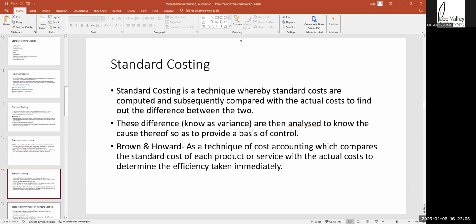Standard costing is a technique whereby standard costs are computed and subsequently compared with the actual cost to find out the difference between the two. These differences are then analyzed to know the causes thereof, so as to provide a basis of control.